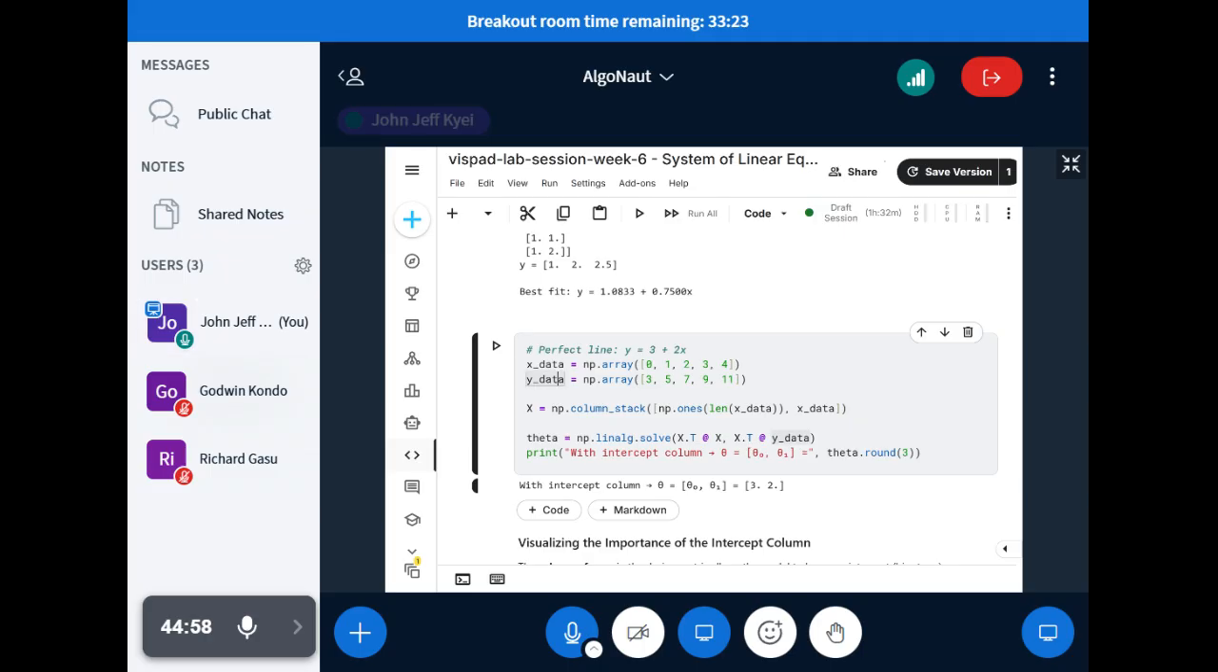And then this is just a different set of points where x is 0, y is 3; x is 1, y is 5; and so on, 2, 7; 3, 9. So it's linear, it's a straight line, right?